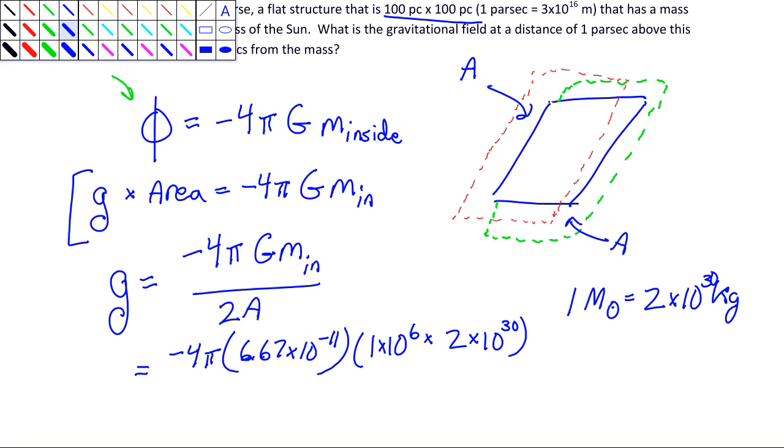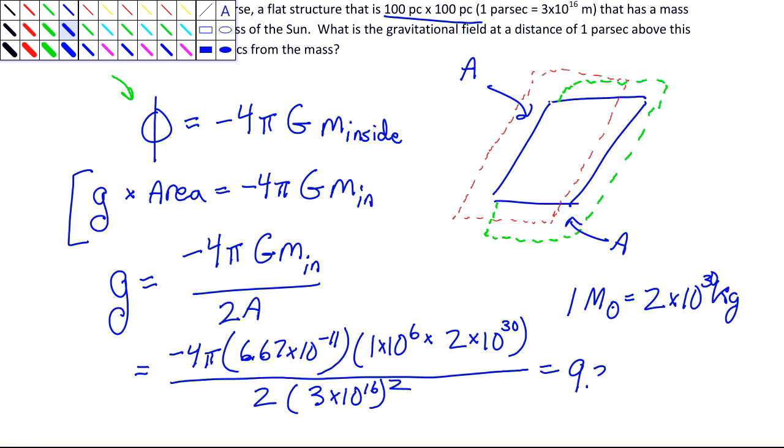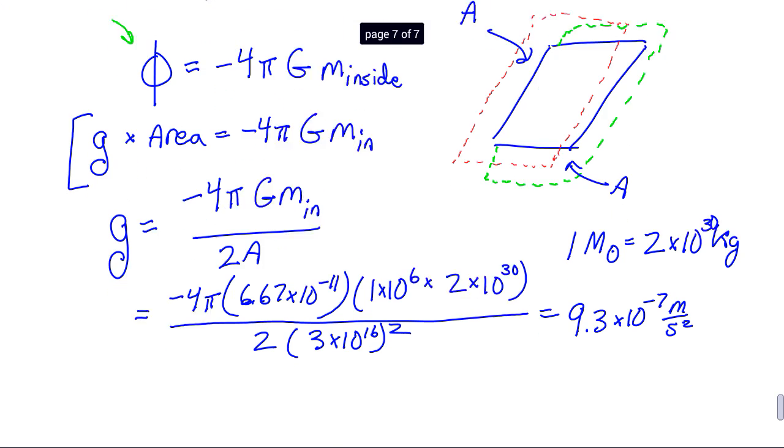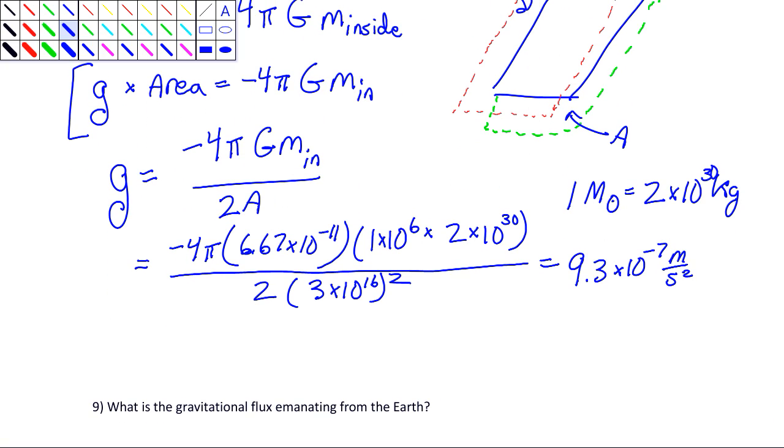So this is 1 times 10 to the 6, that's a million, times 2 times 10 to the 30, that's a million solar masses, divided by twice the area, 2 times 3 times 10 to the 16, that's a parsec squared. And then 2 because, again, we have 2 flat surfaces that we're measuring flux through. And if we do that, we get g. I get 9.3 times 10 to the minus 7 meters per second squared. Or I'm going to express this in a slightly different unit, for reasons we'll see in a later chapter, because we'll express an electric field in this way. I'm going to express it as 9.3 times 10 to the minus 7 newtons per kilogram.